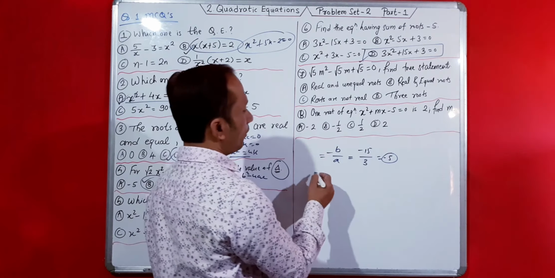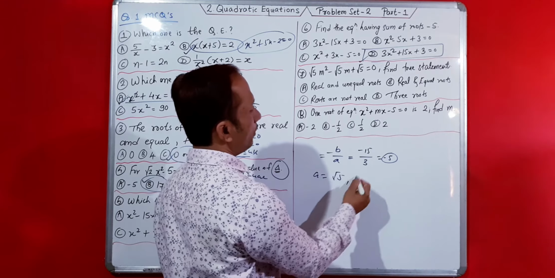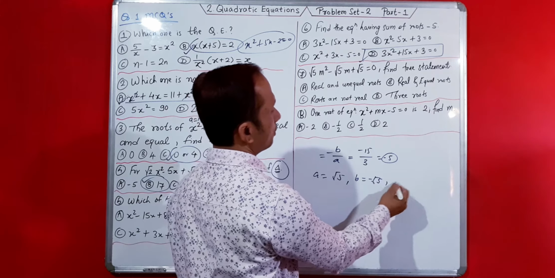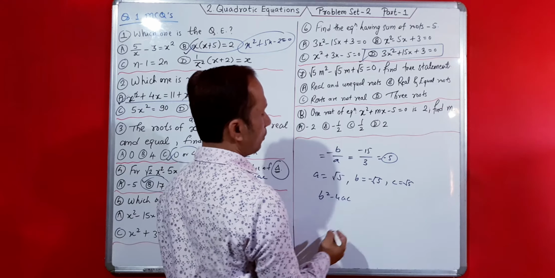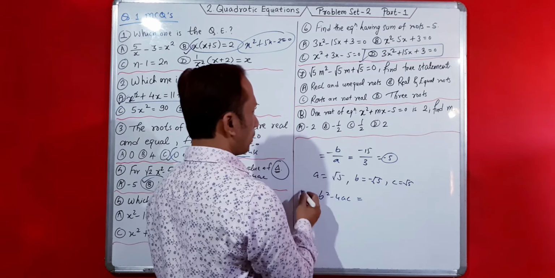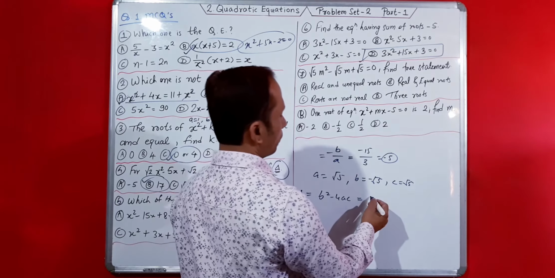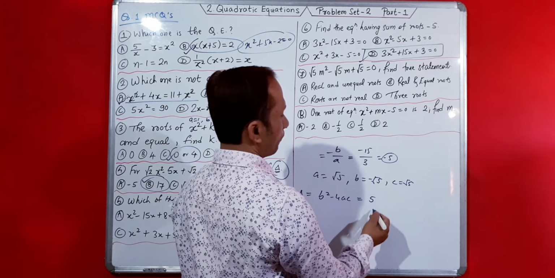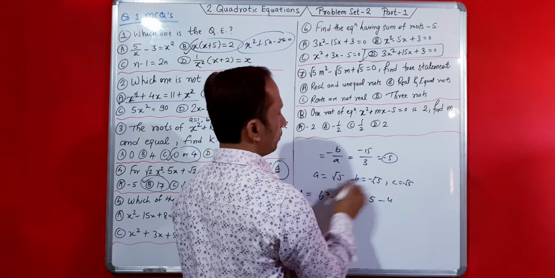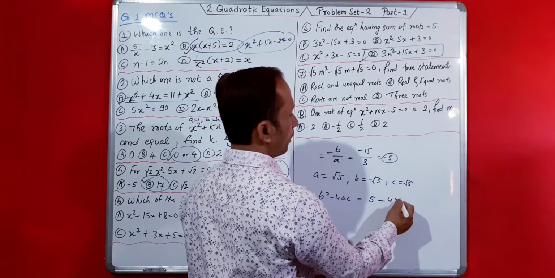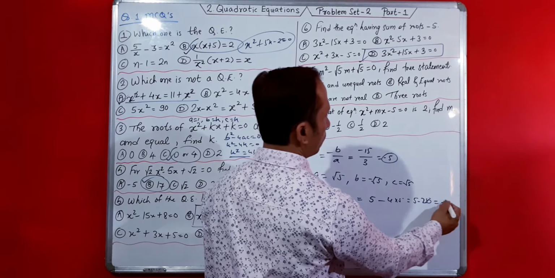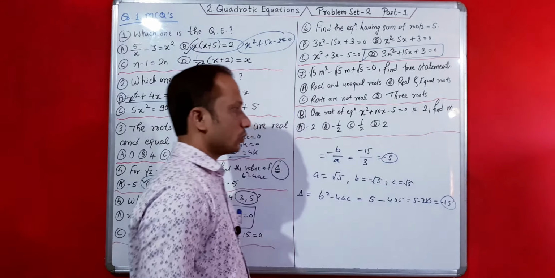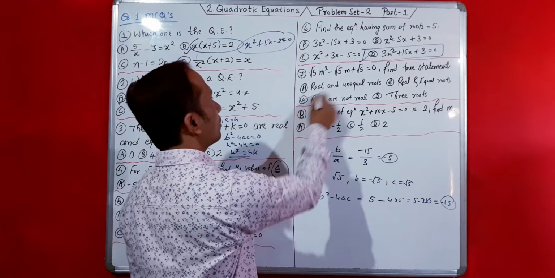Okay, if I put a is equal to root 5, b is equal to minus root 5, and c is equal to root 5, and if I do b square minus 4ac, I will get delta is equal to root 5 square, which is 5 only, minus 4 into root 5 into root 5, so it will be 5 minus 20, which is equal to minus 15. So these roots are not real.